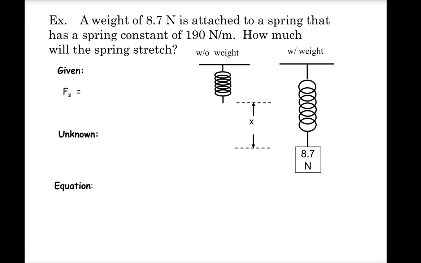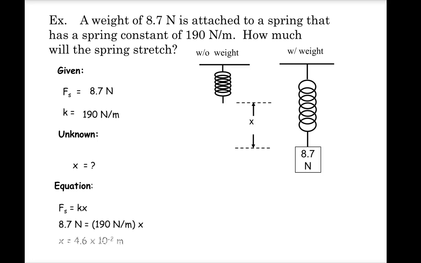All right, if you did get stuck, make a laundry list of the information you know. You know the force, you know the spring constant, you don't know X. So set up your equation, plug, chug, 4.6 times 10 to the negative 2 meters, aka 4.6 centimeters. Not bad for an 8.7 Newton weight.